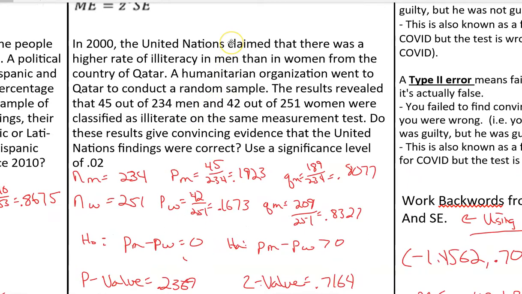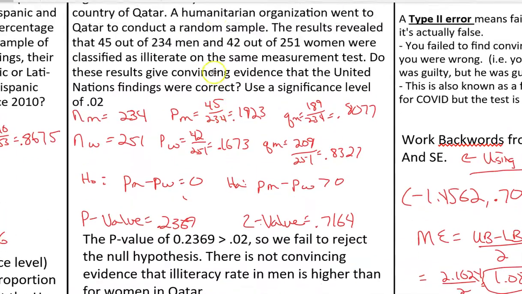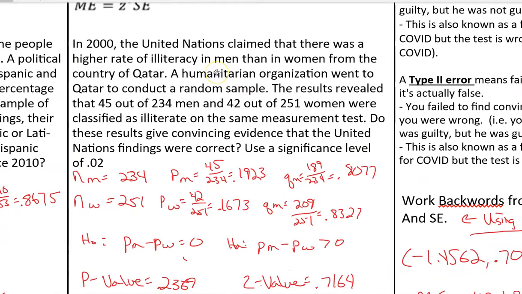So I'm just thinking of each one. This one right here, the UN claiming there was a higher rate of illiteracy in men than in women. So if we would have been able to prove this one, and we didn't, we were unable to prove it in the problem, but say we were. If we were able to find convincing evidence that men have higher illiteracy rates, but we were wrong, that would be a type 1 error, right? What would be the consequences of that?